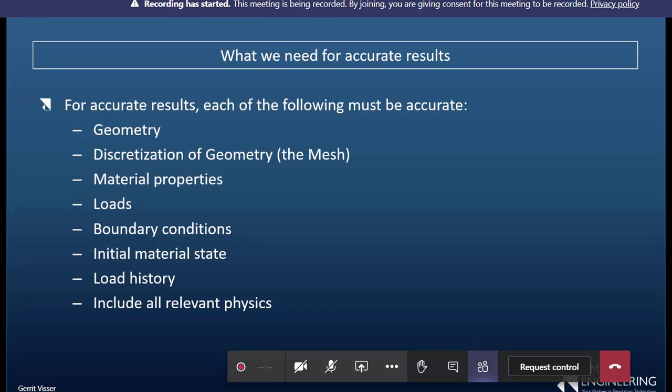We also need to include all the relevant physics. It doesn't make sense if temperature plays a significant role to not include it, for example. If it's nonlinear, well, you have to run nonlinear analysis, obviously.